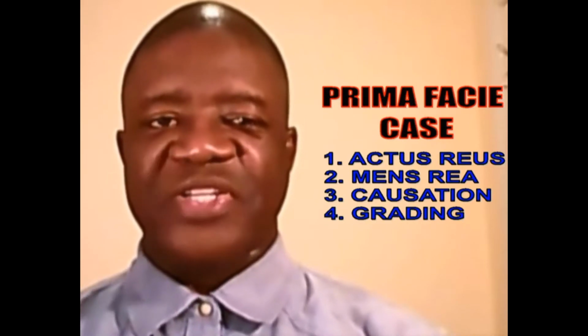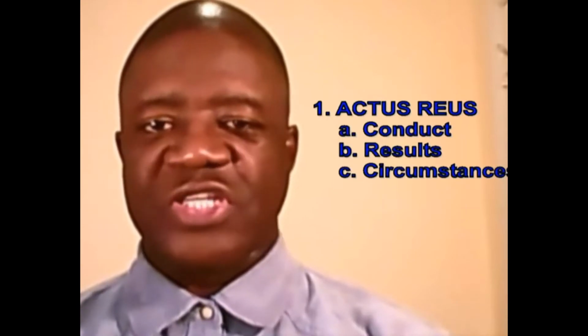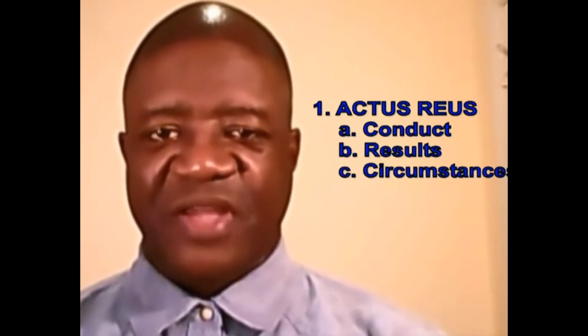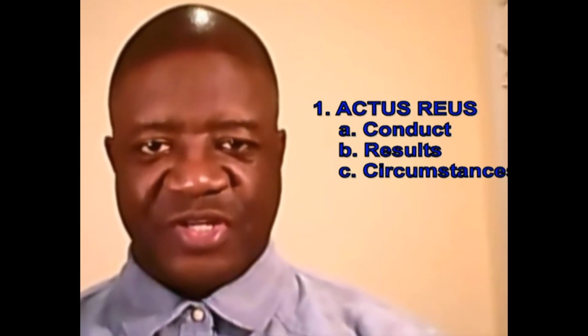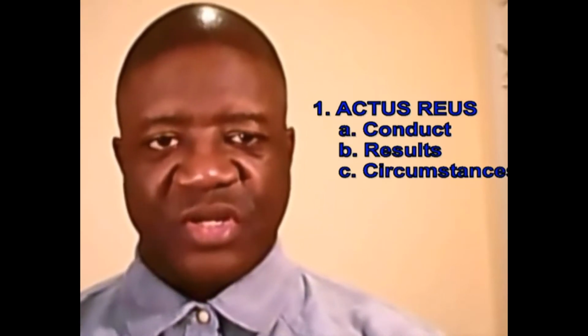Now, the first part we mentioned was the actus reus. That means conduct, results, and circumstances. That means the actual crime has been committed. And we have the conduct, we have the results, and we have the circumstances centering around that particular crime or accusation. Then you have the mens rea.